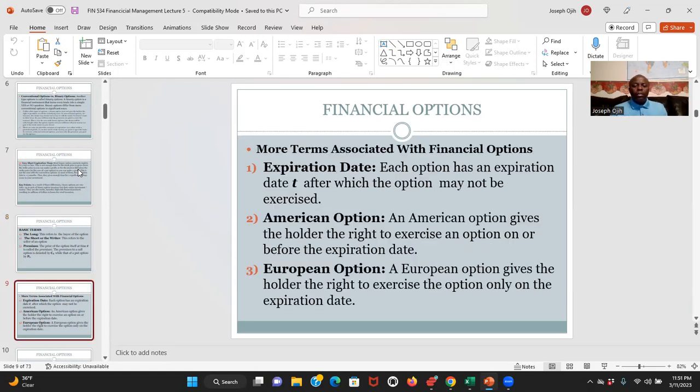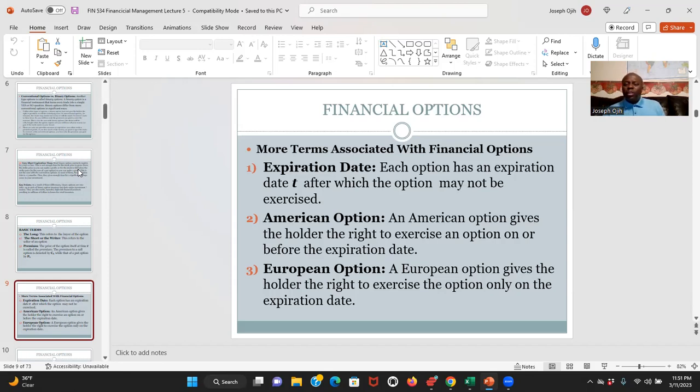And then there are more terms we need to know. Expiry date means each option has an expiration date after which the option may no longer be exercised. When I say exercise, it means to be either sold or bought. Other terms we need to look at are American option and European option. An American option gives the holder the right to exercise an option on or before the expiry date. That means when you buy an American option, you don't have to wait for the option to expire before you exercise it. If the option is expiring on the 17th, for example, but the value of the asset went very high today, you can exercise it today, sell it today and make your money.